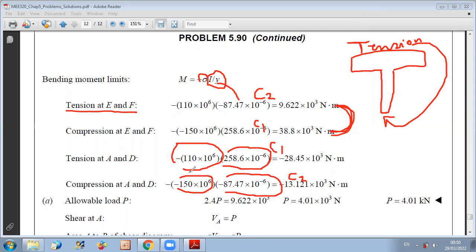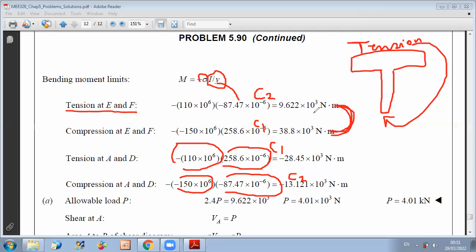And as you can verify, the most critical bending moment is the smallest one, because you have that the bending moment should be smaller than 9.622 and smaller than 38.8 and smaller than minus 28. In absolute value, it should be smaller than 28.45 and smaller than 13.121. So when we talk about a critical value, the most critical value will be the one that is smallest in absolute value, which is 9.622 times 10 to the power 3.